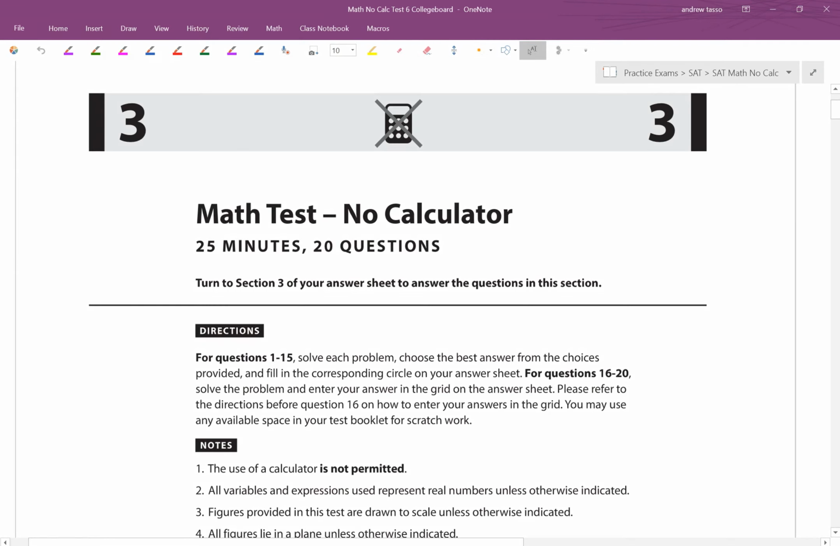Okay, so today we're going to look at Test 6, Section 3 of the College Board exams.